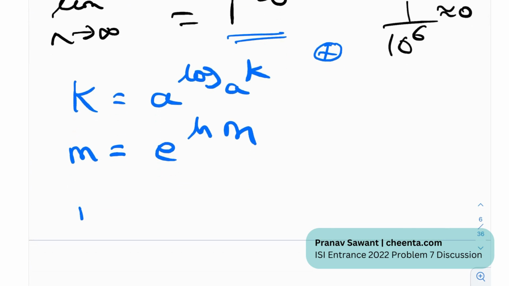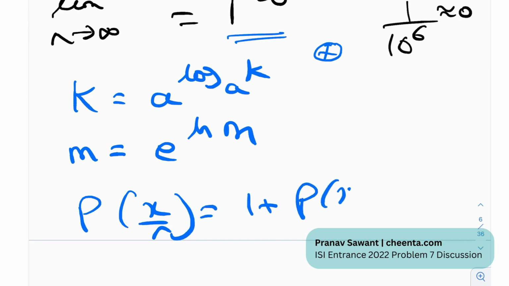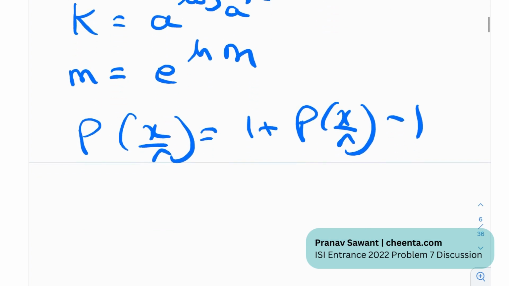Now, firstly, observe that p of x by n can be written as 1 plus p of x by n minus 1. Right, this seems quite trivial, but let's see how this helps us.